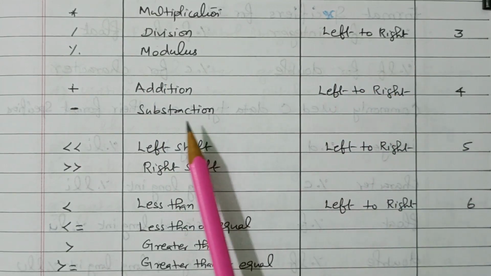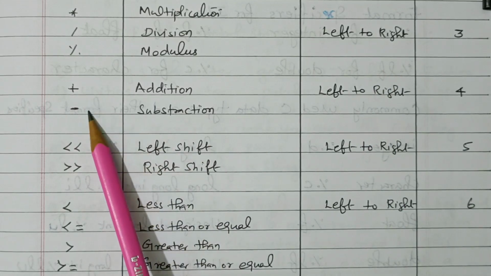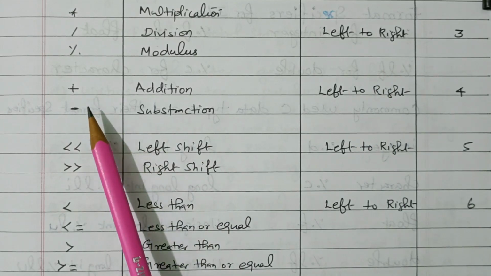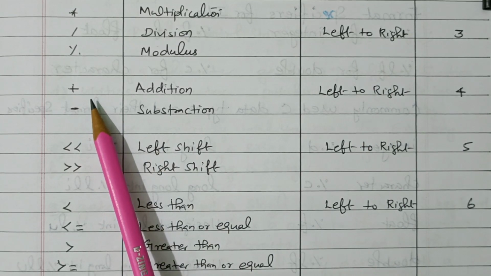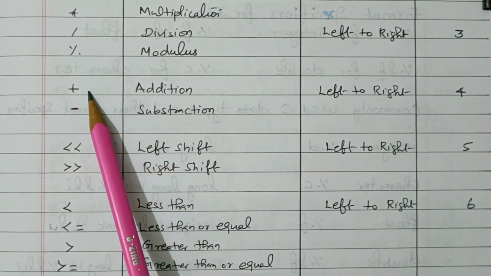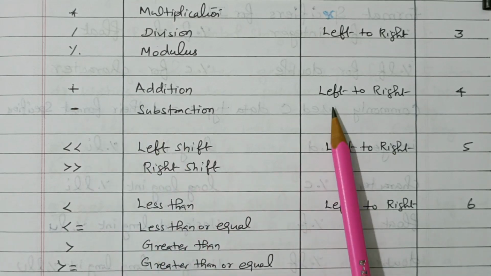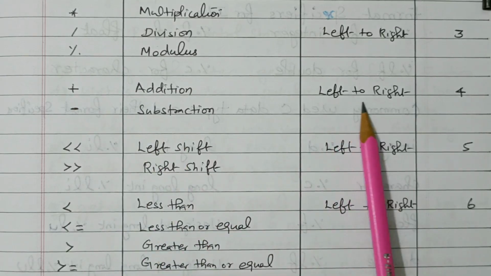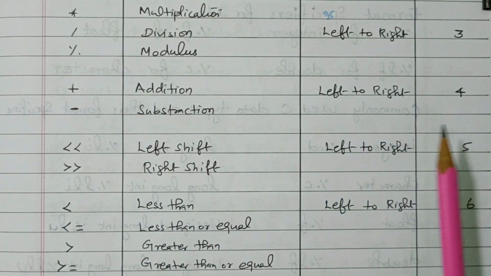Right. Then the fourth one is addition and subtraction. Earlier what we got was unary minus, and now subtraction. So multiplication, division, modulus division, thereafter addition, subtraction. So this is executed from right to left. The rank is 4.